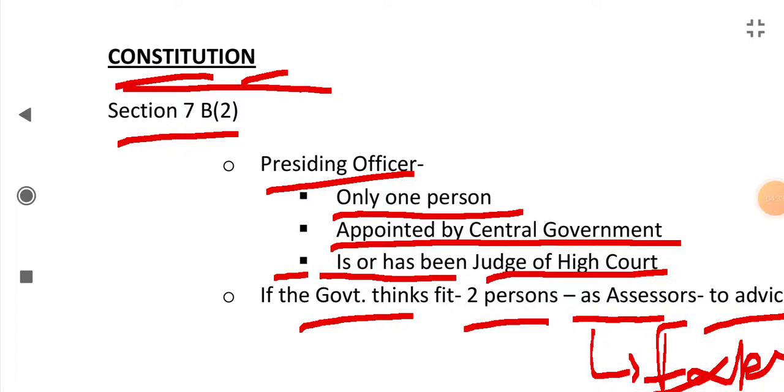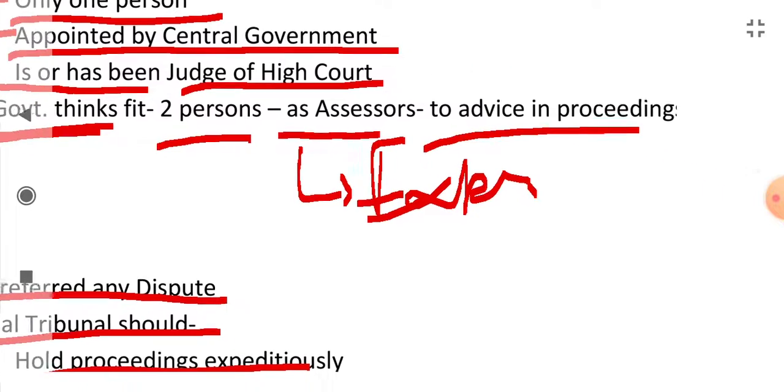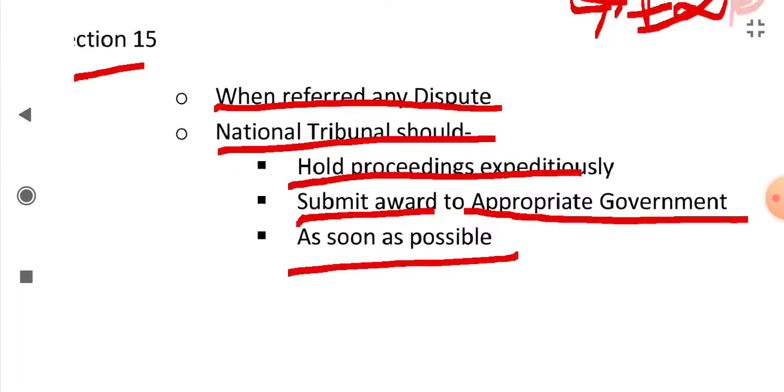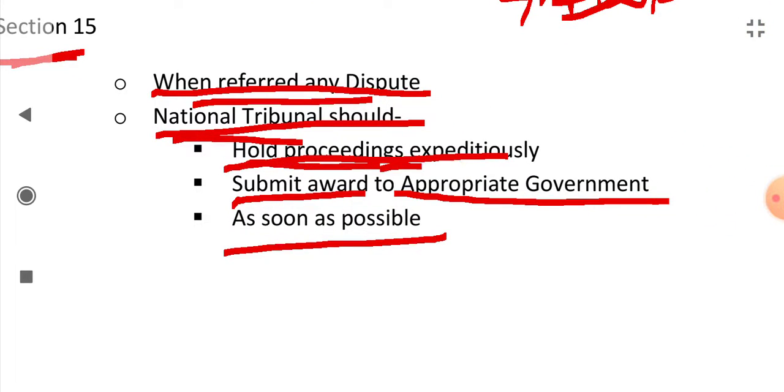Constitution of the National Tribunal. Section 7B(2) says the National Tribunal contains one presiding officer. Only one person can be presiding officer. He is appointed by the central government. His qualification is that he is or has been a judge of a high court. If the government thinks fit, it can appoint two persons as assessors to advise in the proceedings. These assessors are usually experts in the matters to which the industrial dispute is related. Section 15 says when any dispute is referred to the National Tribunal, it should hold the proceedings expeditiously and submit the award or decision to the appropriate government as soon as possible.